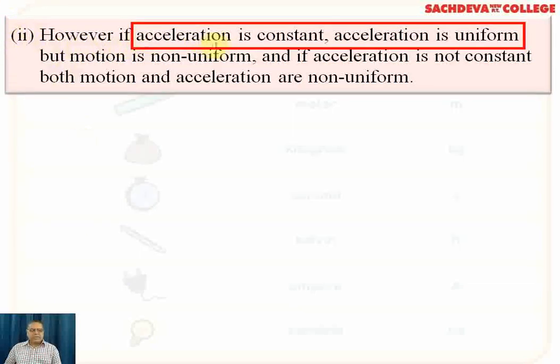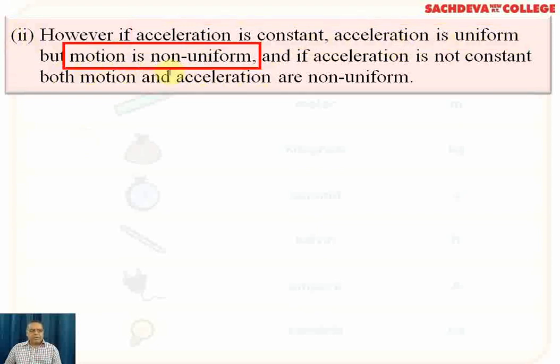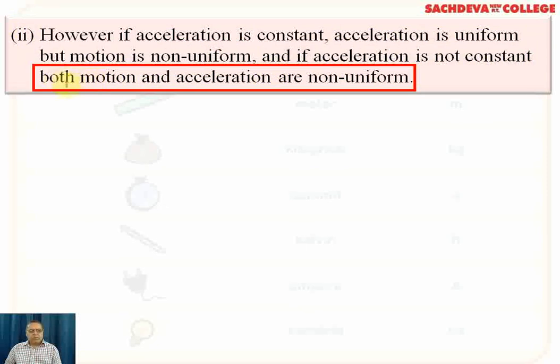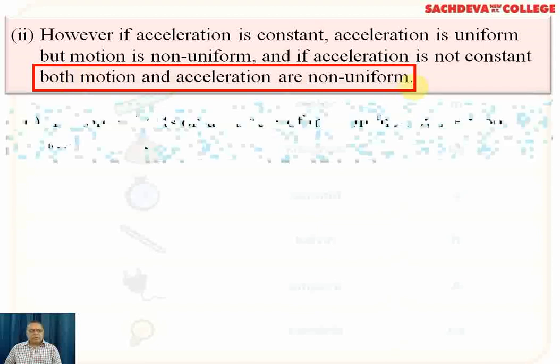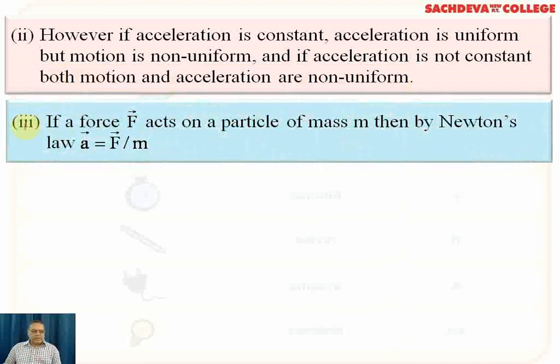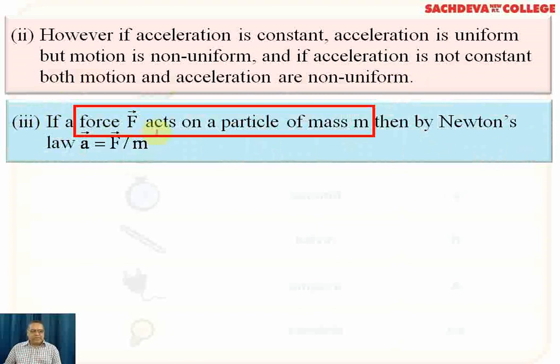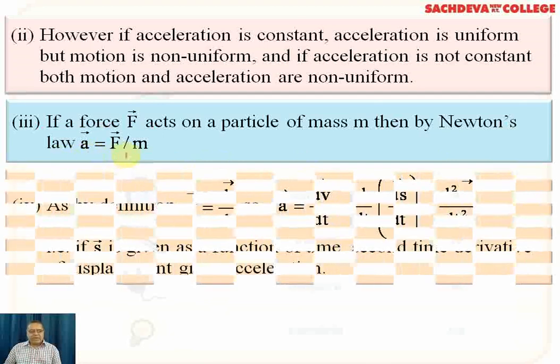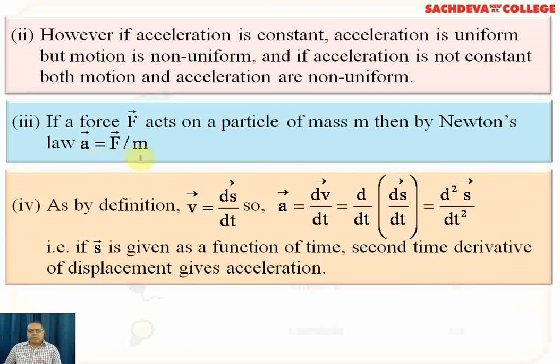However, if acceleration is constant, then acceleration is uniform, but motion is non-uniform. And if acceleration is not constant, both motion and acceleration are non-uniform. Now we come towards the application here. If force F acts on a particle of mass m, then by Newton's law, force is mass into acceleration, or a is equal to F over m. Acceleration is F over m. That is basically the second law of motion.